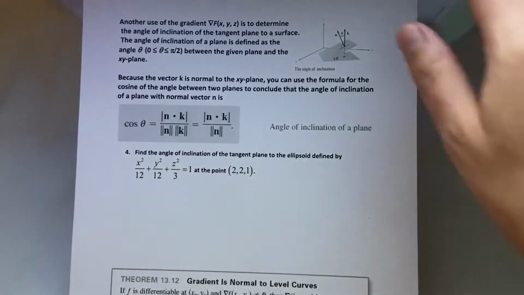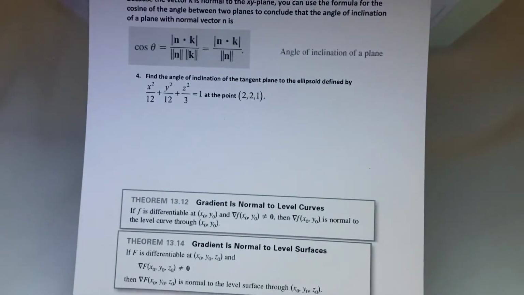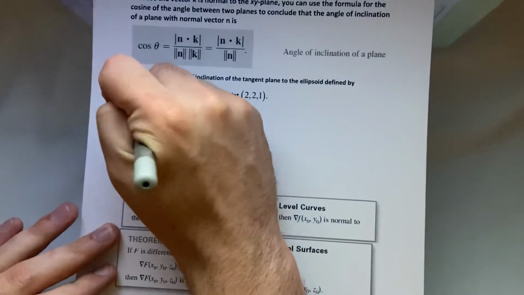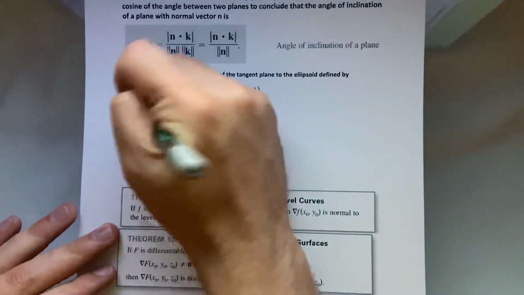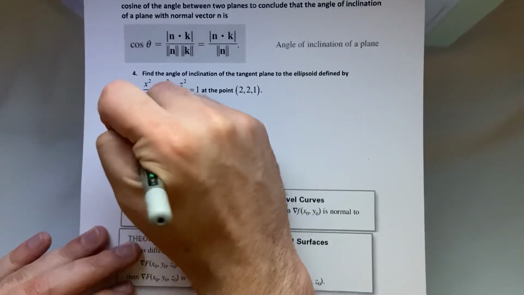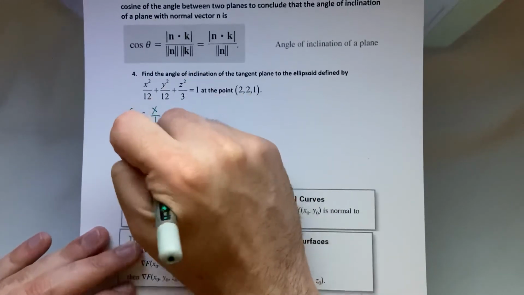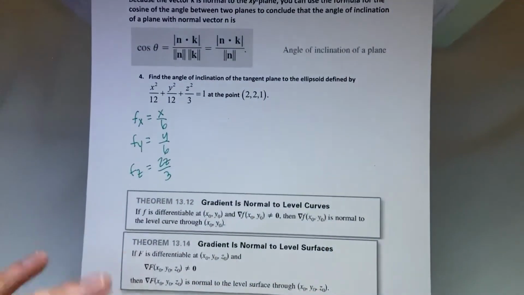Okay, so let's do a problem with this. Find the angle of inclination of the tangent plane to the ellipsoid defined by x squared over 12 plus y squared over 12 plus z squared over 3 equals 1 at the point (2, 2, 1). Okay, so let's find our partials so we can get the gradient. That's x over 6. The y partial is y over 6. The z partial is 2z over 3. This is at the point (2, 2, 1).